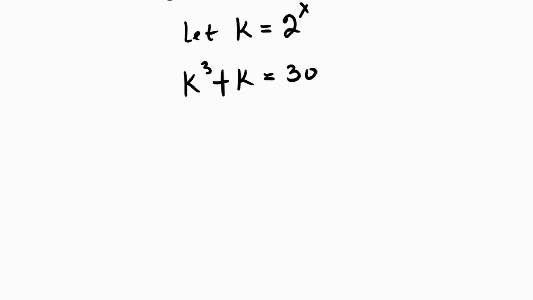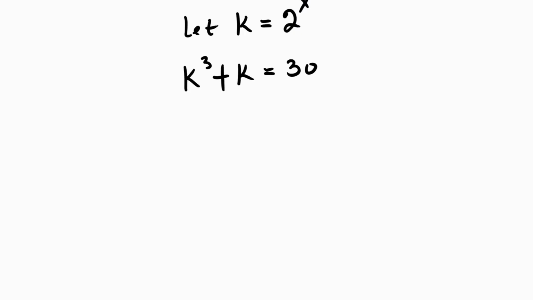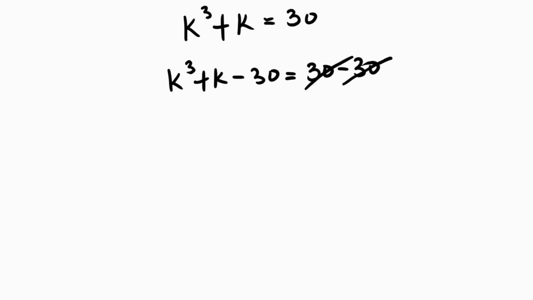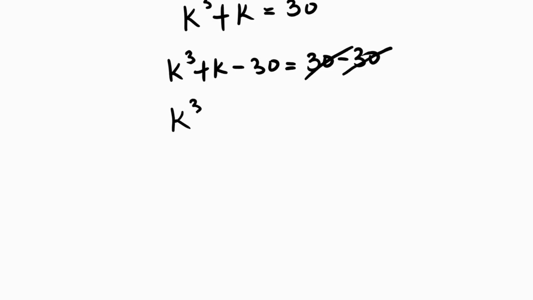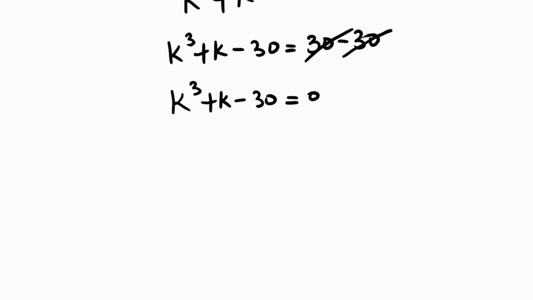Now, we know that we can move 30 to the left hand side. So if we subtract 30 from both sides, we have k raised to the power 3 plus k minus 30 equals 30 minus 30. That cancels out. And we have k raised to the power 3 plus k minus 30 equals 0. Okay.